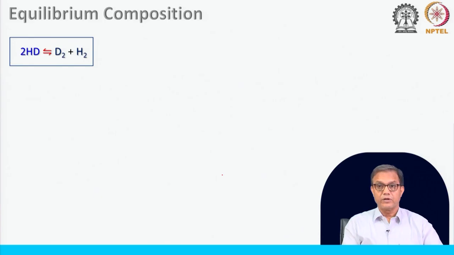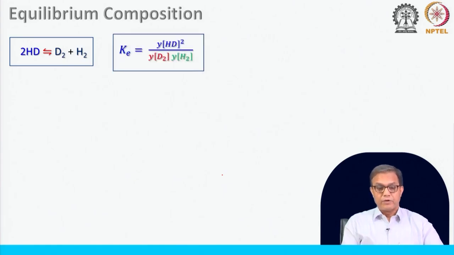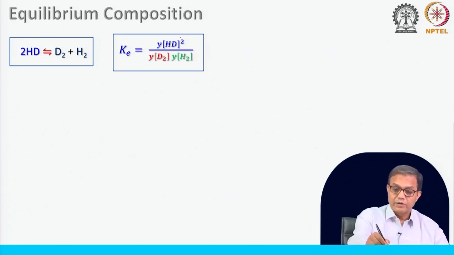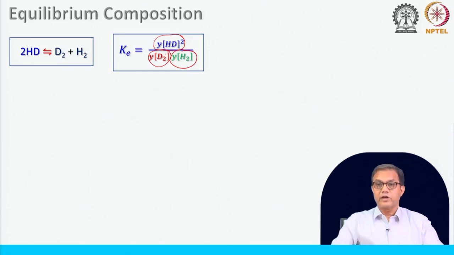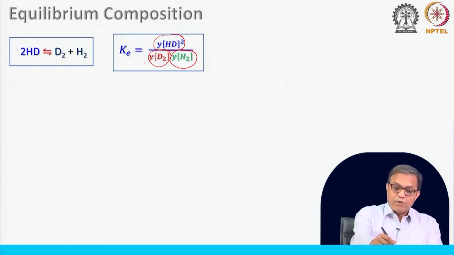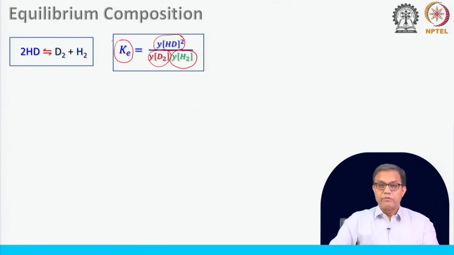This reaction, as I told you, occurs at elevated temperature and its equilibrium constants are known to us. So, this is the equilibrium constant. It is related to the concentration of HD, D2 and the hydrogen. This Y stands for the composition in the vapor phase. So, this equilibrium constant K_E will be known to us, and if it is known, then we can try to look at a particular problem.